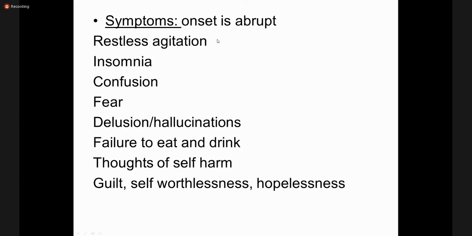The symptoms occur abruptly. The patient says that she has restlessness, insomnia, like difficulty in sleeping, confusion, fear. She has delusions, hallucinations. Fear of eating and drinking, failure of eating and drinking, sorry. Thoughts of self-harm, guilt, worthlessness, and hopelessness. So these are the symptoms which represent postpartum psychosis. This is a severe condition, although it is rare.